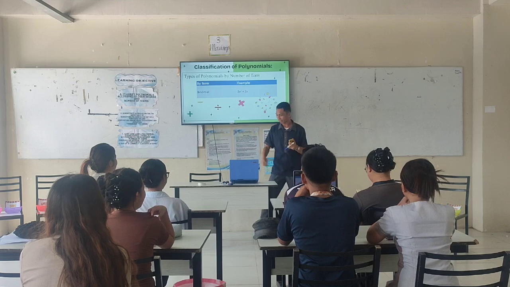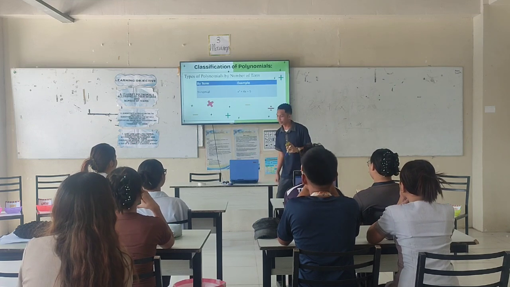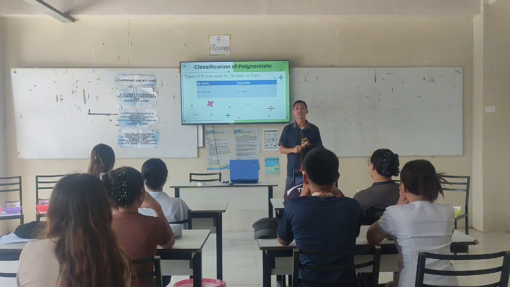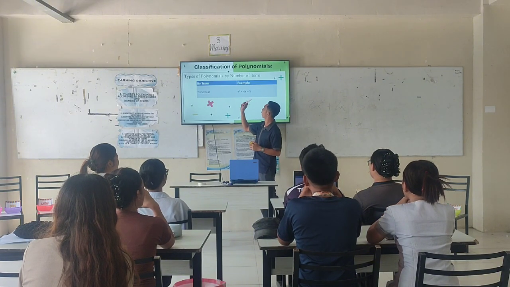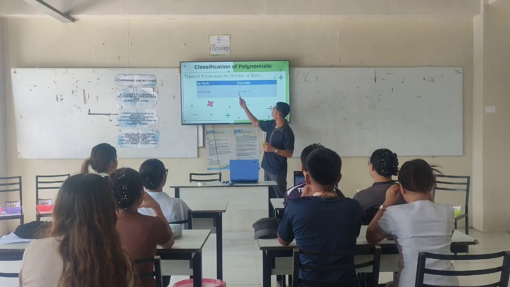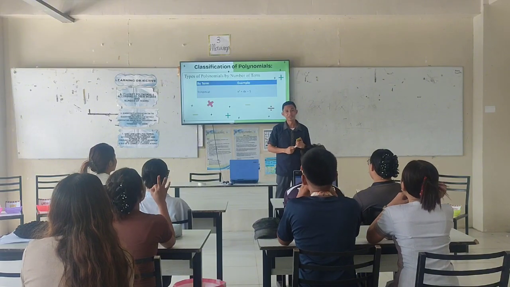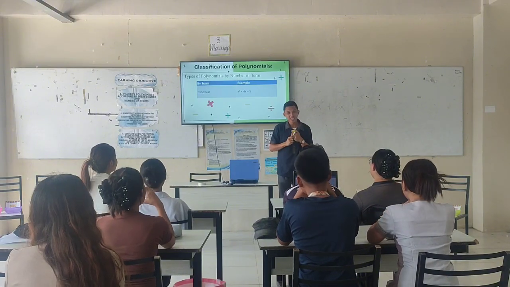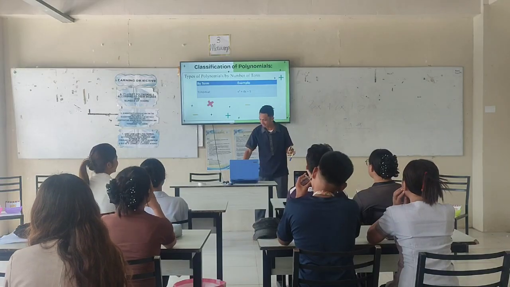And the next type of polynomials by term is trinomial. The trinomial has 3 terms. So in this example, we have 3x to the power of 3 plus 4x minus 5. So this is the first term, the second term, and the third term. How many terms? 3. So what term is it? Very good.